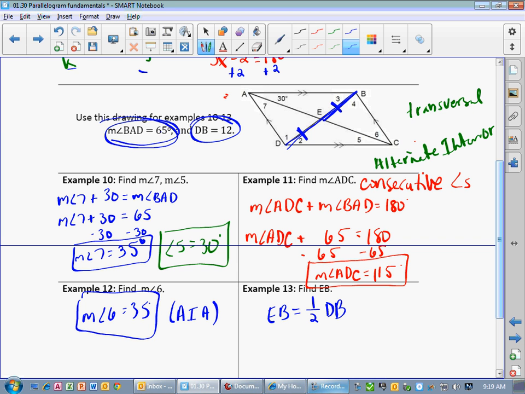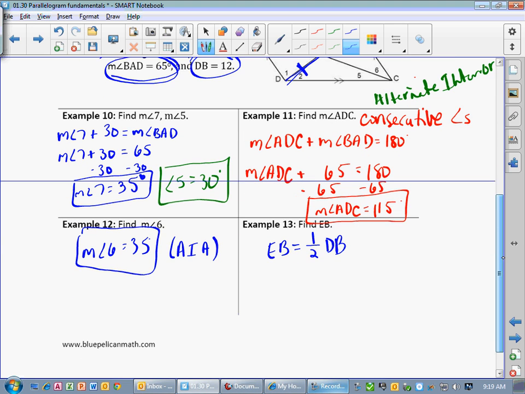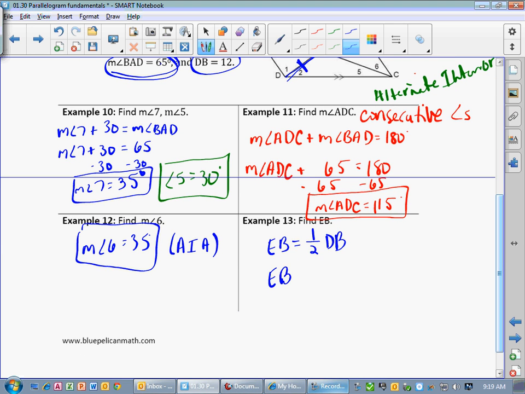All right, we look back up to our given information. Remember, you're not going to be given a problem where you don't have enough information. So, at least not in class for the most part. So, EB equals a half of 12. And what's half of 12? So EB must be 6 units long.